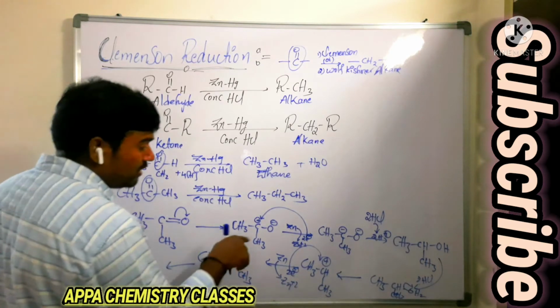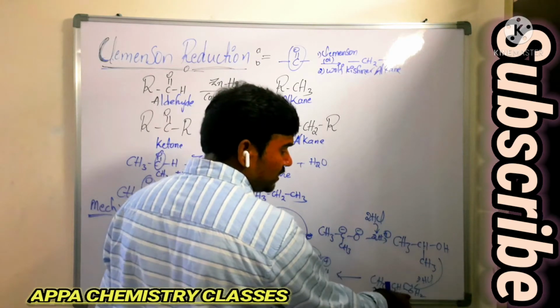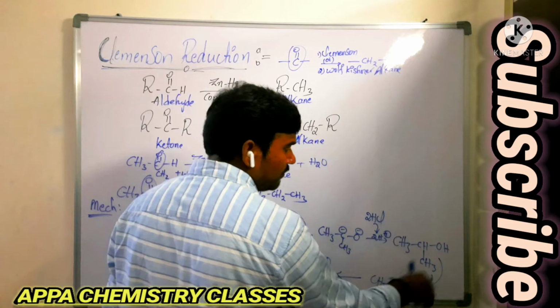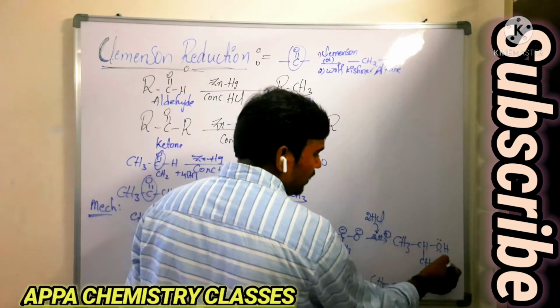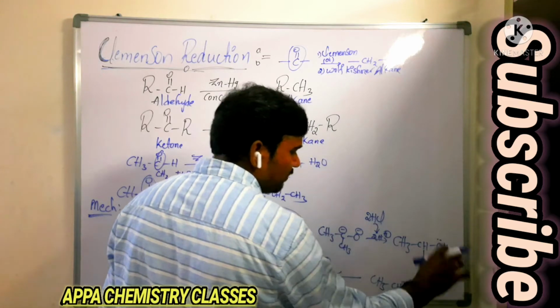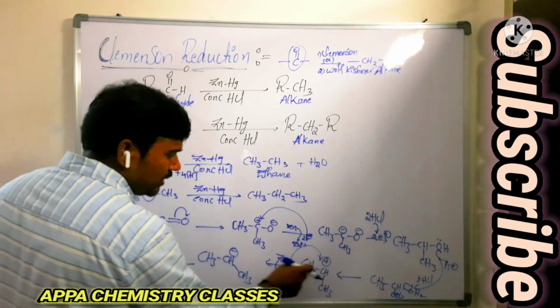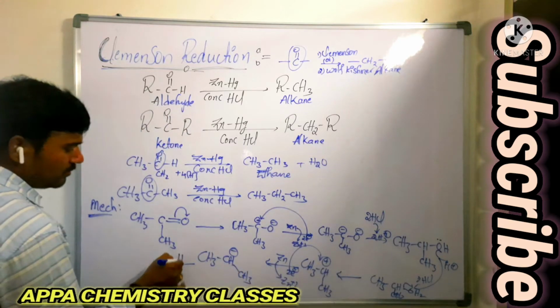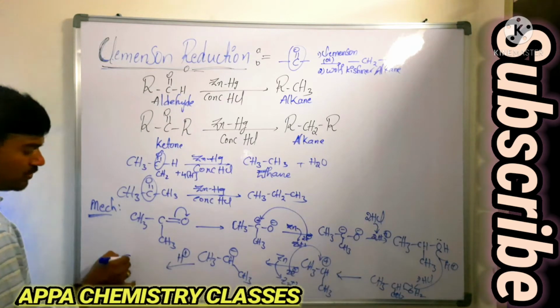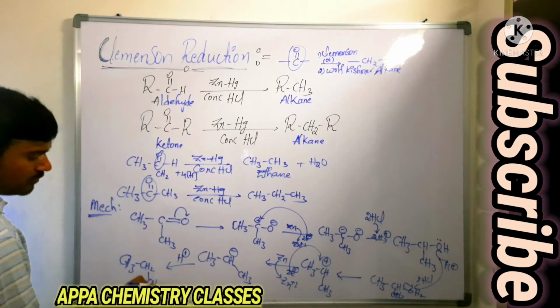Now here you see that 2 H plus ions are involved. One H plus ion is taken by the OH group, forming water, which is lost as H2O. Now one more H plus ion we add. So in total, how many H plus ions are we adding? A total of 4 H plus ions.